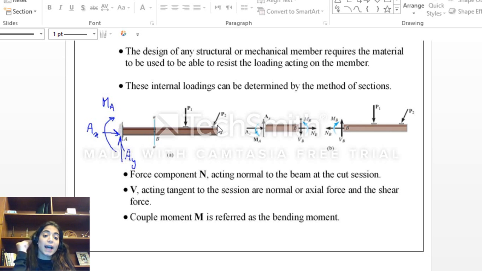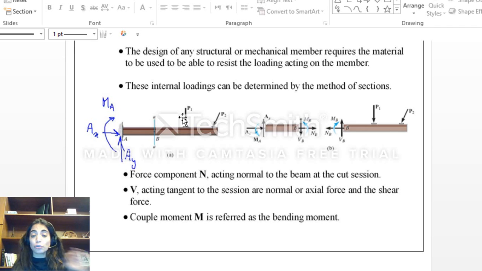I can find AX, I can find AY. What is AY? AY will be equal to P1 plus the projection of P2 on the y direction. Of course, I should give you here an angle. So this is how to find AY. And then I should find MA. How to find MA? By doing the sum of moments around A. So you should know also the distance from each force to A, and then you can find MA. So this is how you can do the first step.